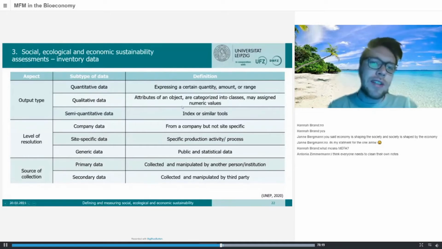So we have quantitative data, we have qualitative data, and we have semi-quantitative data. Semi-quantitative data is exactly those indexes or other tools where you don't have natural quantitative things, but, for example, a mix of quantitative data and qualitative data which we assign to numeric values. We also have different levels of resolution.